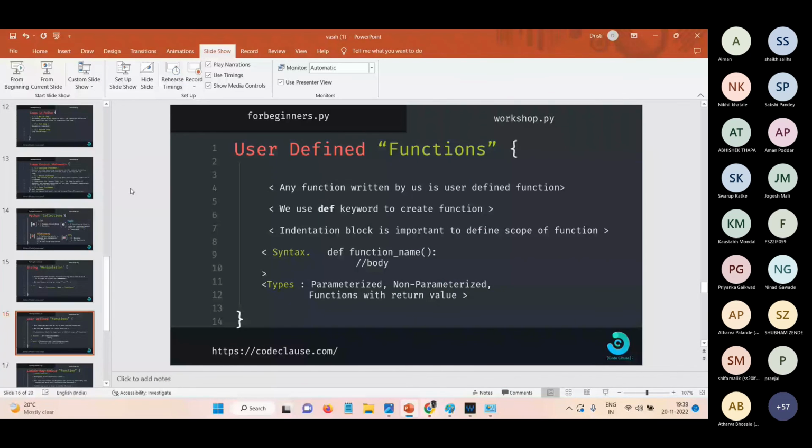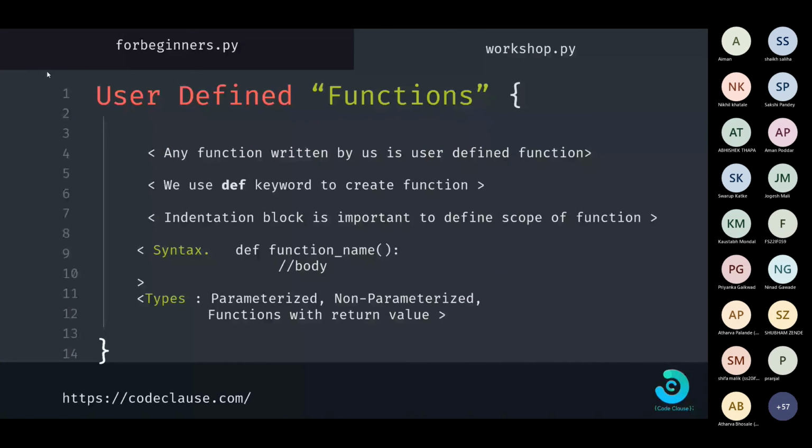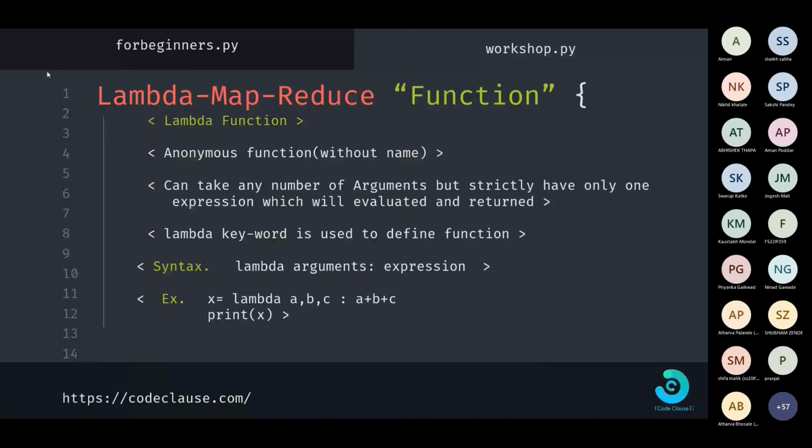We have seen a user-defined function. So we'll now see some built-in functions in Python, that is lambda, map, and reduce, which are most widely used in Python. So what is a lambda function?